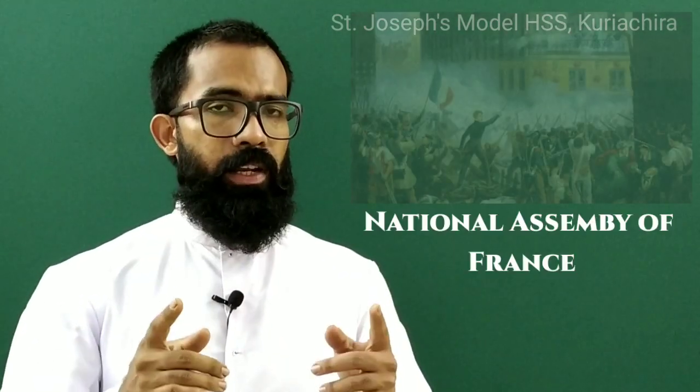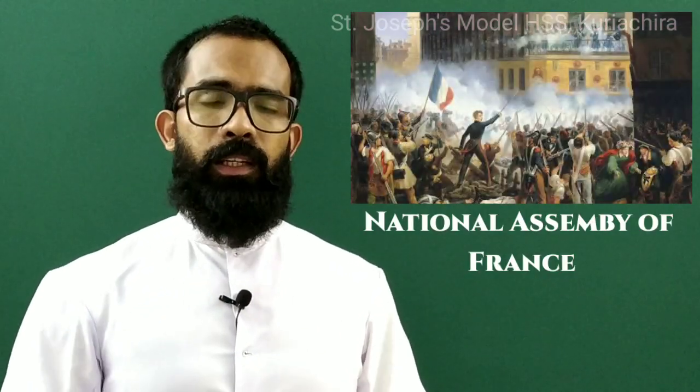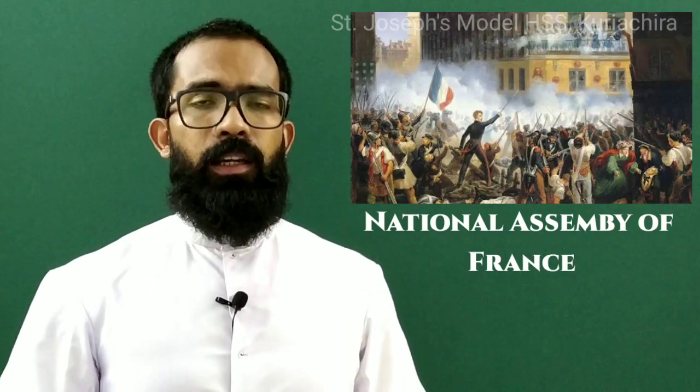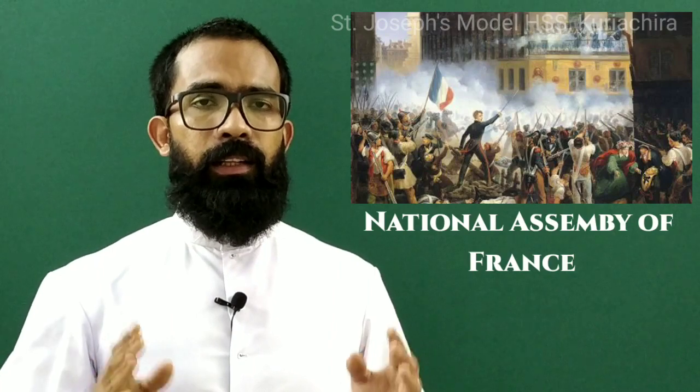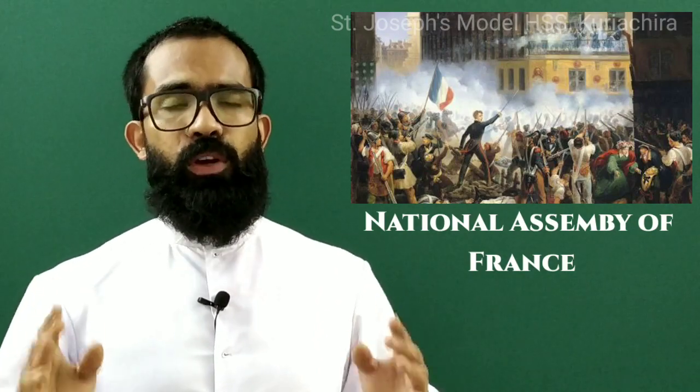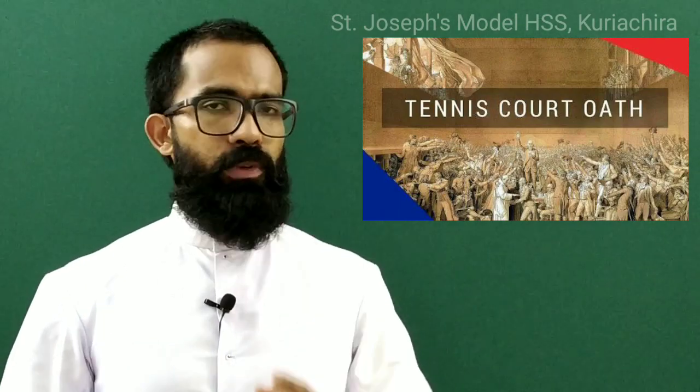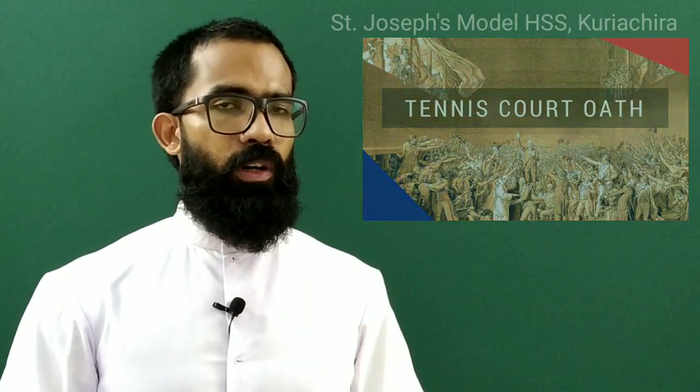While the arguments went on, the third estate declared themselves as the National Assembly of France. They assembled in a tennis court nearby and swore not to leave the place until they had framed the Constitution of France. This event is known as the Tennis Court Oath. So you have to study very well about this Tennis Court Oath.